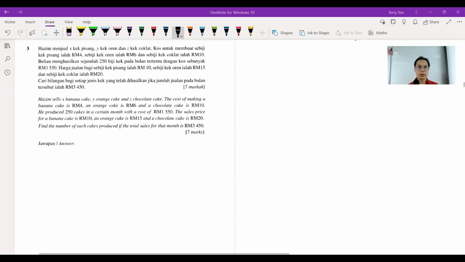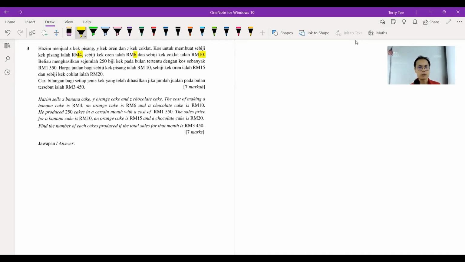Okay, question number 3. This is from chapter 3, Form 4, Sistem Persamaan. Hazim menjual kek X kek pisang, Y kek orange, and Z kek chocolate. Cost untuk membeli sebiji kek pisang is 4 ringgit. Okay, let me highlight this. This is a cost, 4 ringgit for kek pisang. Cake orange is 6 ringgit, chocolate is 10 ringgit.